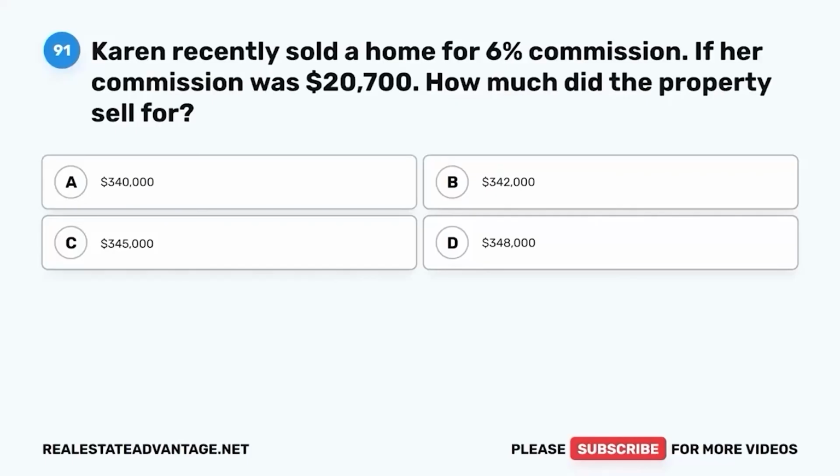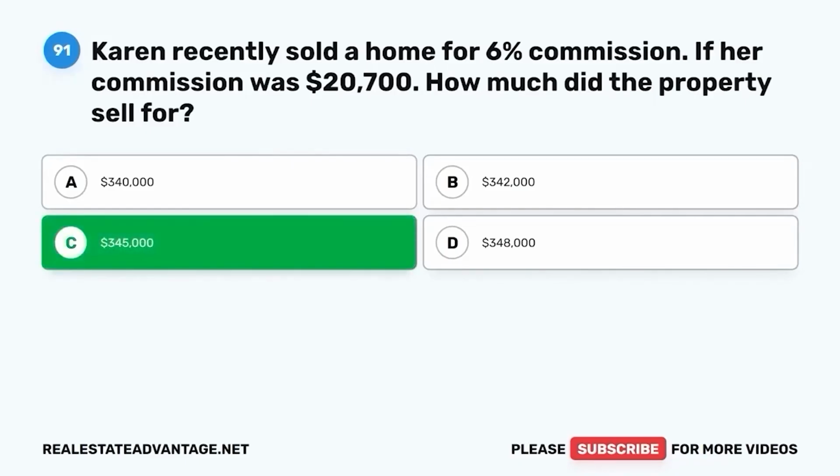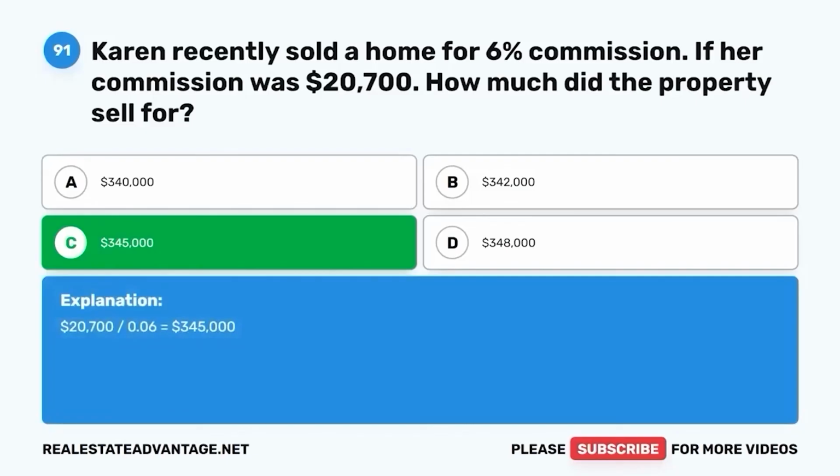$340,000. B. $342,000. C. $345,000. D. $348,000. The correct answer is C. $345,000. $20,700 divided by 0.06 equals $345,000.